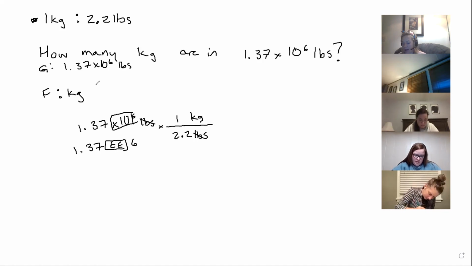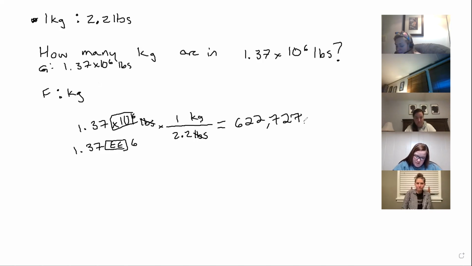So I take my 1.37 EE to the 6th power. And then I'm going to divide it by 2.2. Why do I divide? Because it's below the fraction bar, right? I get a long number, 6222727, and then a bunch of decimals, 273, whatever, lots of numbers.